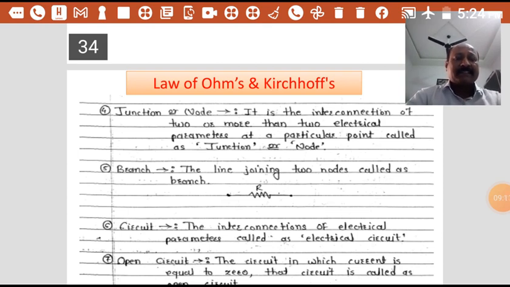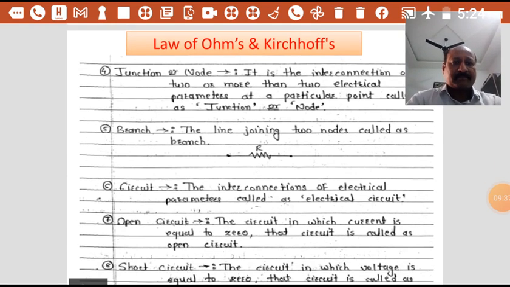The next definition is the branch. How will you define the branch? The line joining two nodes is called a branch. That line is joined by sometimes a resistance, sometimes an inductance, sometimes a capacitance. Then the next definition is the circuit. The interconnection of electrical parameters is called an electric circuit.